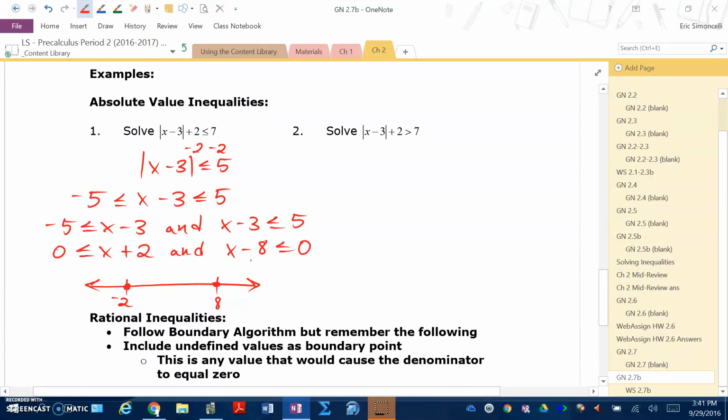And because we want answers that will be, if I read this from right to left, I want values here that are greater than or equal to 0. So let's pick a number that's less than -2. Let's say -3. -3 plus 2 is not greater than or equal to 0. Let's pick a number like 9. Under this inequality, 9 minus 8 is 1, which is not less than or equal to 0. So if we pick a number like 0, it should work for both. In other words, 0 plus 2 is greater than or equal to 0, and 0 minus 8 is less than or equal to 0. So then we write our final answer accordingly. Bracket at -2, bracket at 8, and there's our final answer in interval notation.